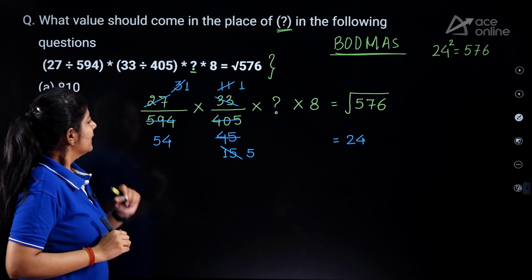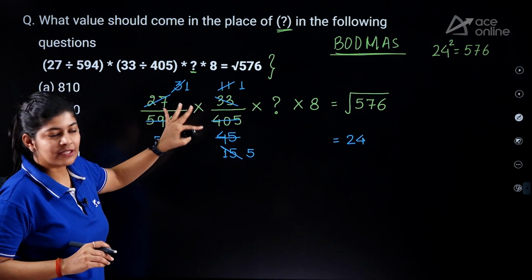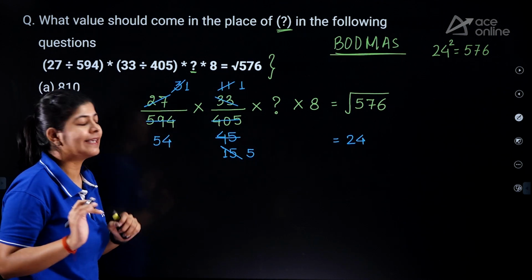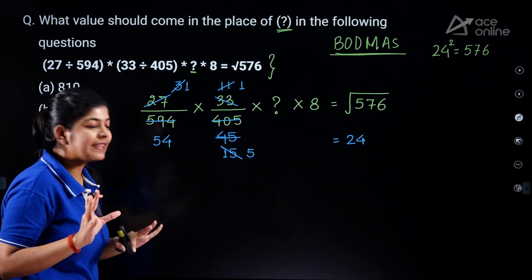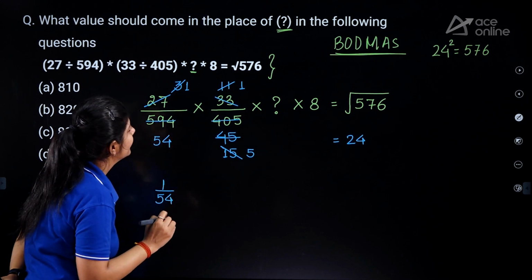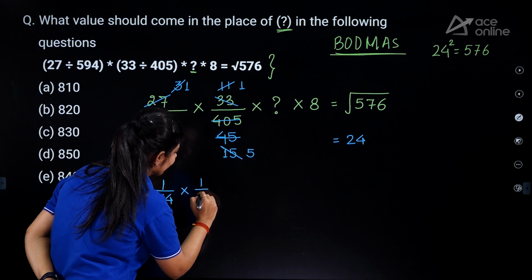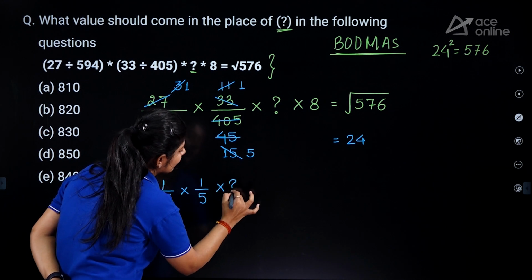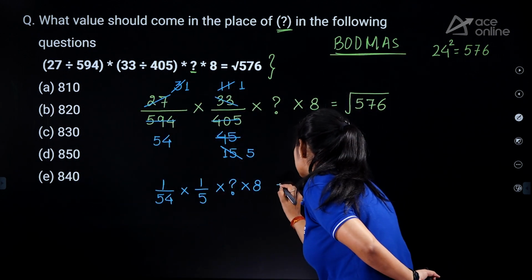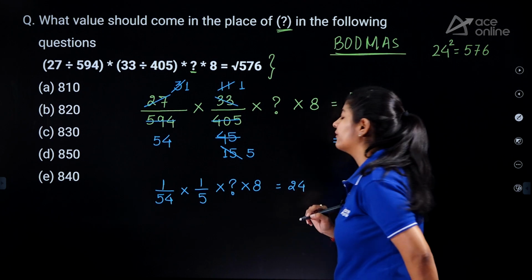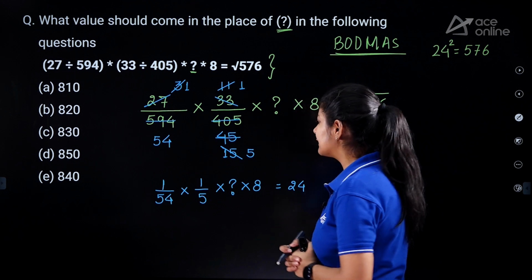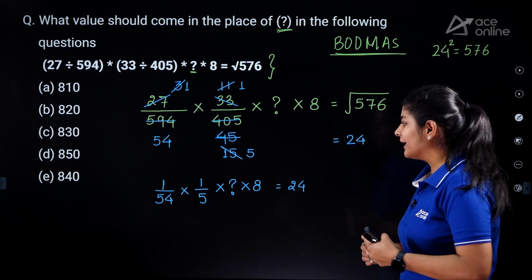After doing all these calculations, I am going to write down all the remaining numbers so that we are not confused. Here I have 1 by 54 multiplied by 1 by 5, multiplied by the question mark, multiplied by 8, and this whole expression equals 24. Is it clear? Can we eliminate it further?